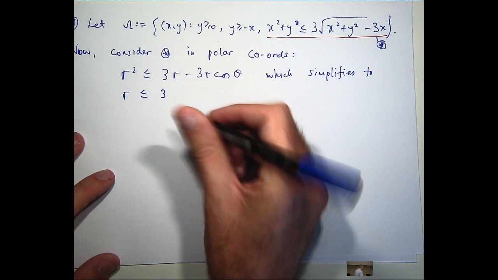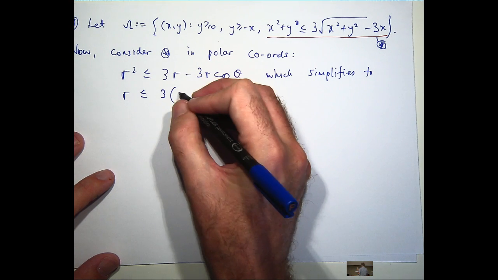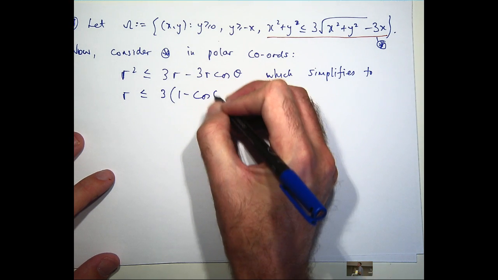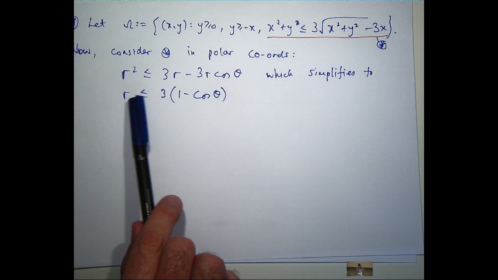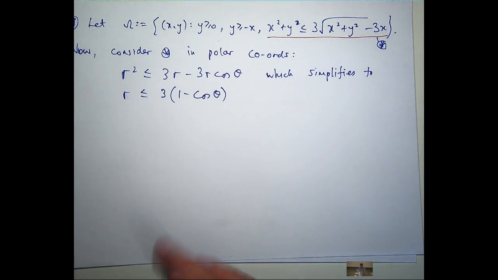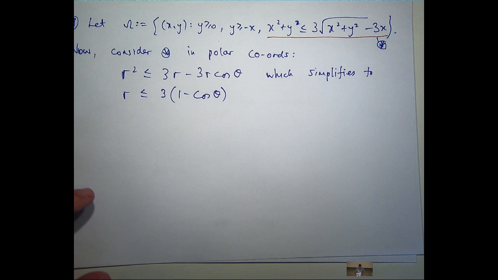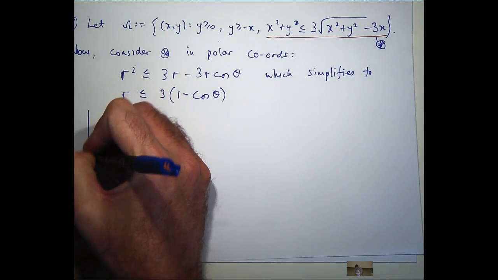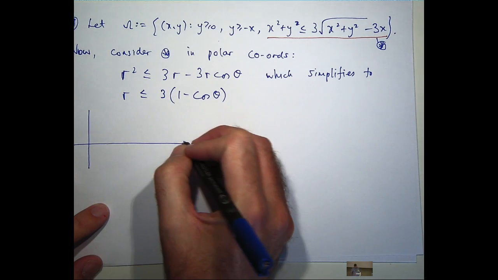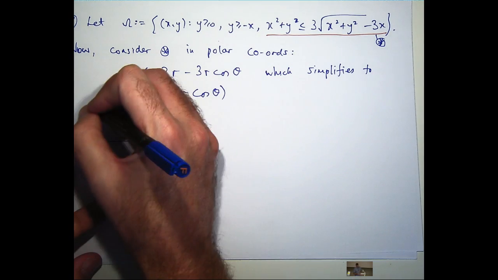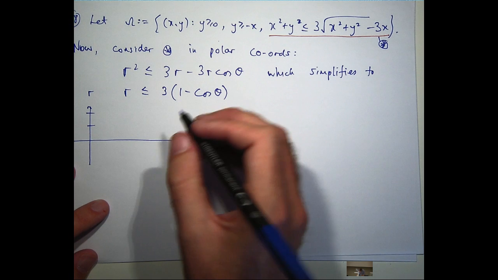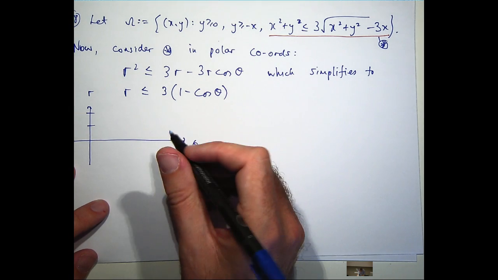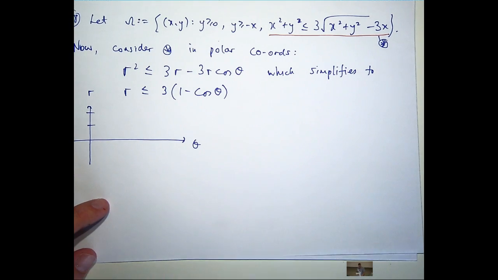So cancel the common factor of 3, and I get something like this. Okay, so I'm going to draw r equals 3 bracket 1 minus cosine theta in the theta r plane, and then I'm going to transfer it into the xy plane. Still r squared, isn't it? No, I've cancelled one of the r's, yeah.